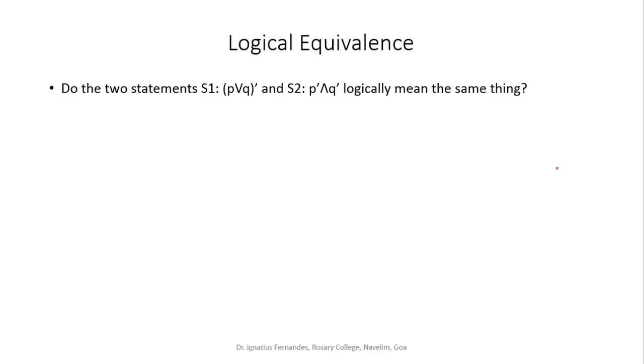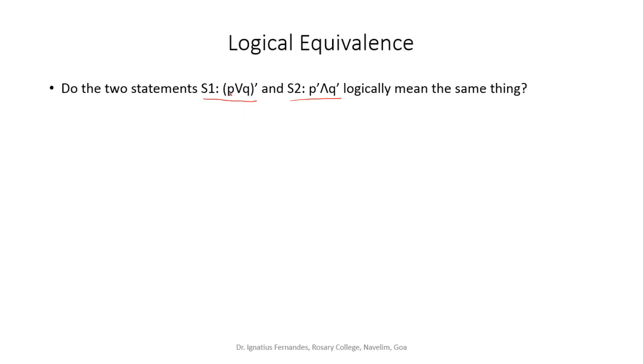Let's say, for example, suppose I take two statements here, S1 and S2, and I want to determine whether both the statements logically mean the same thing or not. That is, we are trying to find out whether S1 and S2 are logically equivalent or not. Now, if they are logically equivalent, then for whatever truth values of these simple statements P and Q that I take, both these statements will have the same truth value. So there are two variable statements here, P and Q.